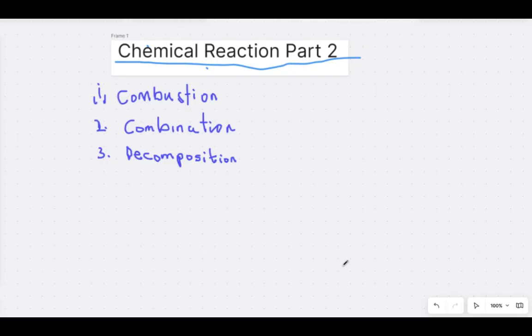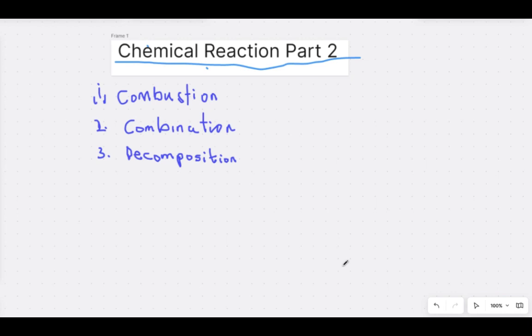We're back to the second part of the chemical reaction for the lower part of the IGCSE program. There are so many different types of chemical reactions, even complex reactions, so we're not going to go into that. We're only going to take three simple, basic types of chemical reaction.